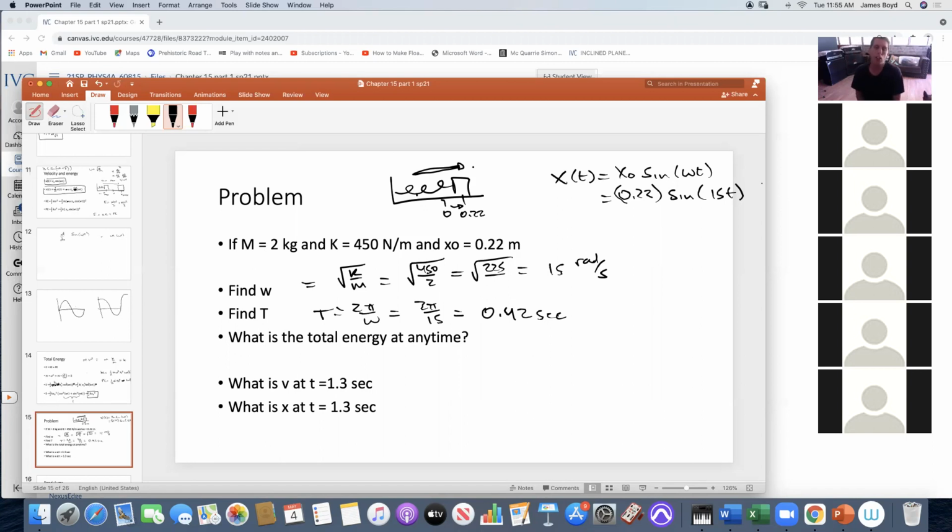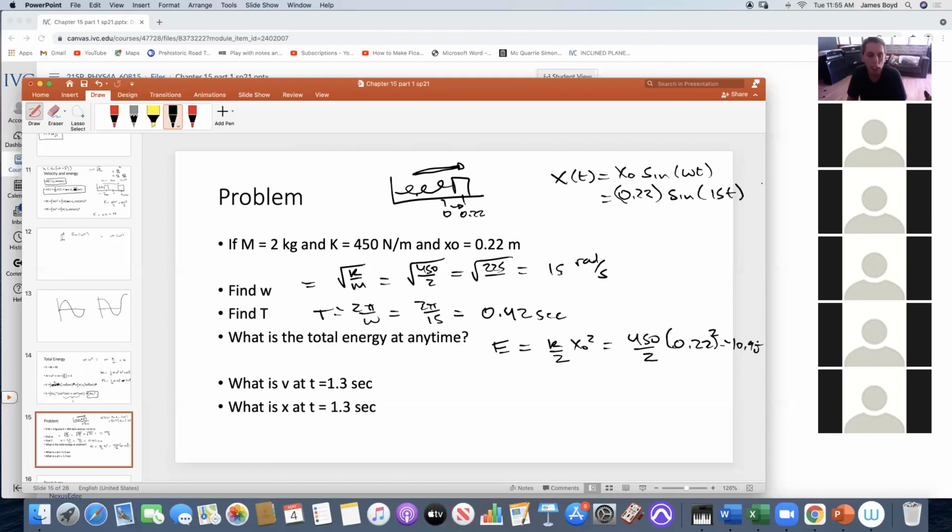Now, what is the total energy at any time? The energy is one half k x naught squared at any time, the total of kinetic plus potential. This would be 450 over 2 times 0.22 squared. So that would be 225 times 0.22 times 0.22, which is about 10.9 joules.